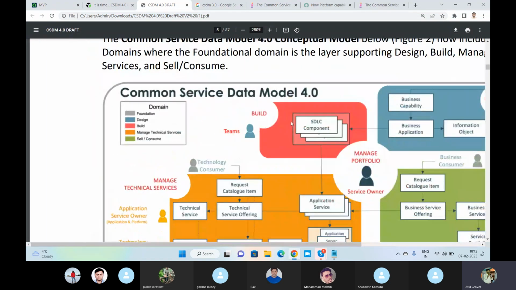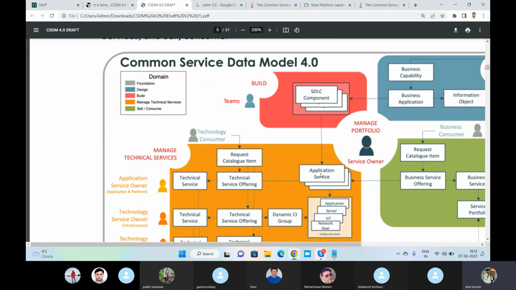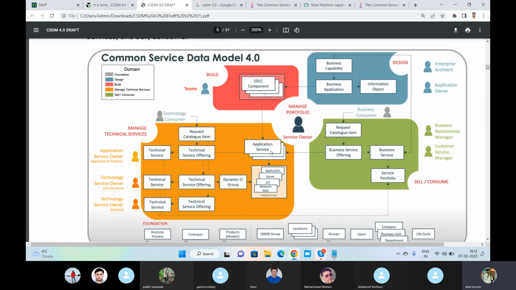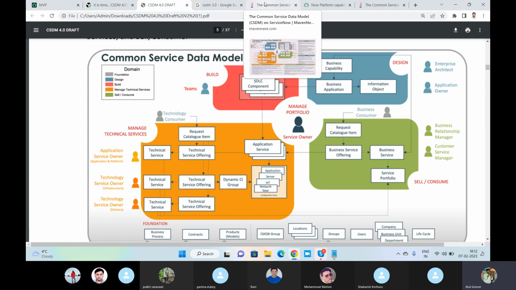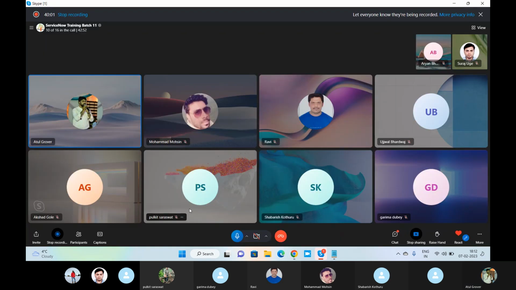This is called the CMDB, which we are going to discuss tomorrow. But before that, here is a concept called application service, a very important point to understand. What is an application service? An application service is a logical representation of a deployed application stack.